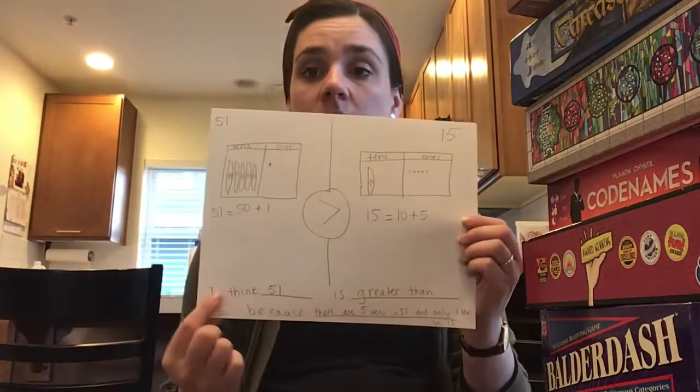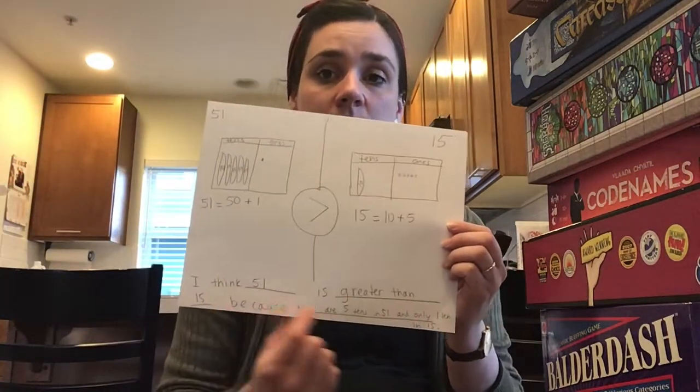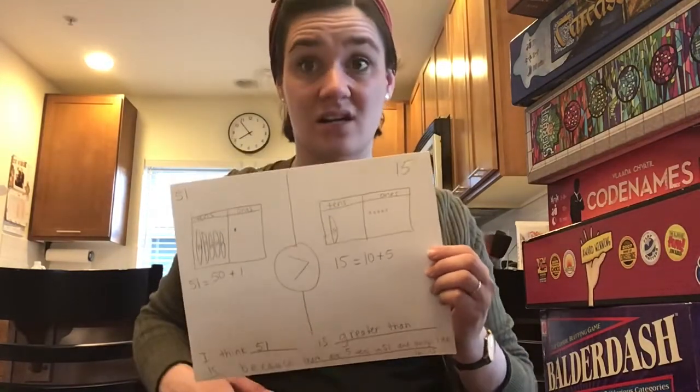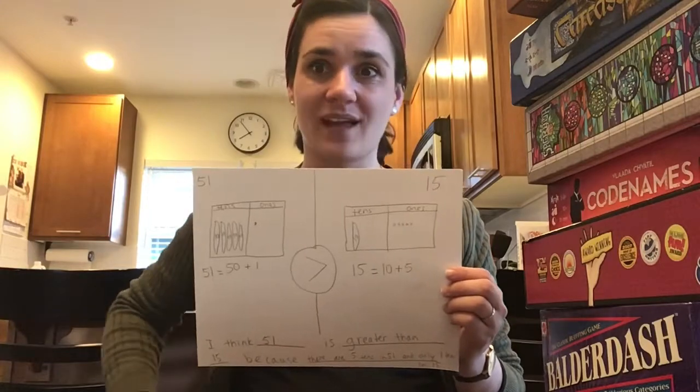Take a picture. And then you need to read your sentence to me. Okay? You need to read your whole sentence to me. That's why I wanted to show you what it looked like written. Read it to me. Okay? I can't wait to see your work.